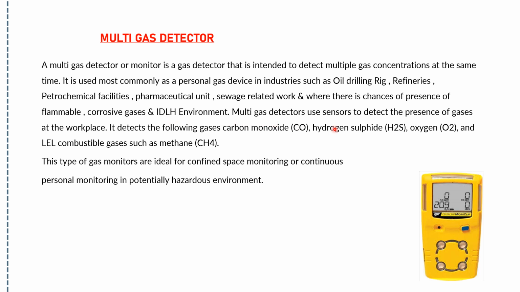Multi-gas detectors use sensors to detect the presence of gases at the workplace. It detects the following gases: carbon monoxide, CO, hydrogen sulfide, H2S, oxygen, O2, and LEL, lower explosive limit of combustible gases such as methane. This type of gas monitor is ideal for confined space monitoring or continuous personal monitoring in potentially hazardous environments.